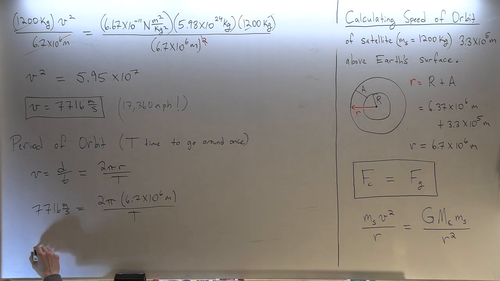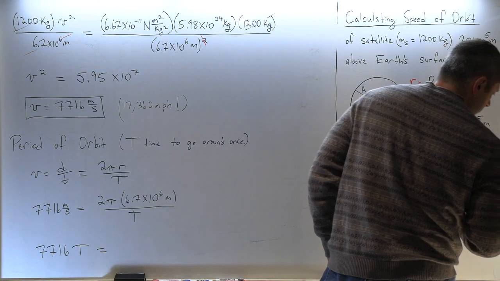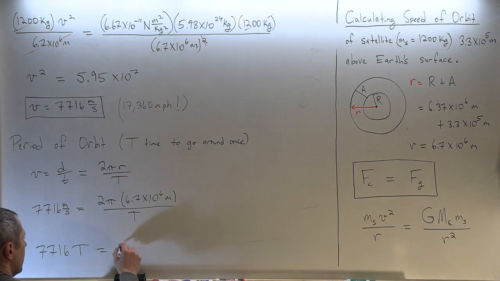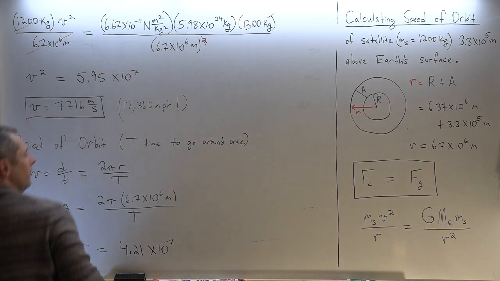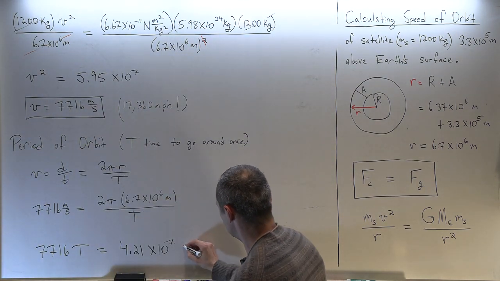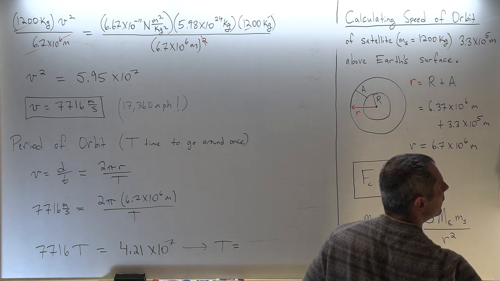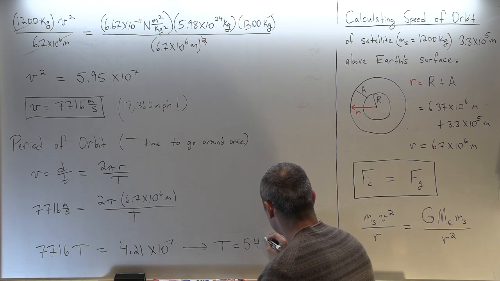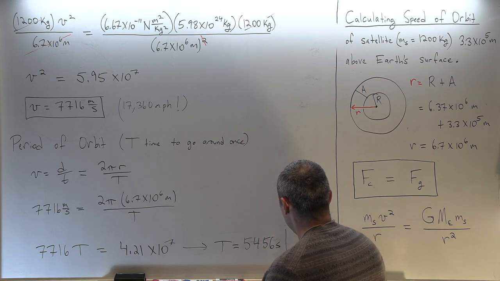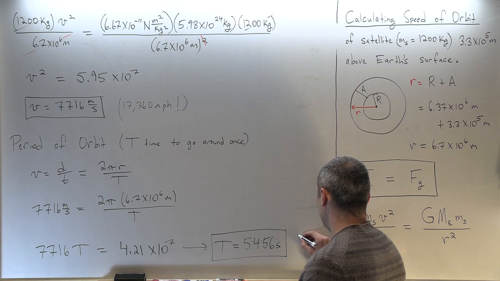So I can multiply this T to the other side and then multiply all this together, which gives me 4.21 times 10 to the 7th. Divide by this 7,716, and T equals, what was it? 5,456. And you're probably thinking, what's 5,000 seconds? Sounds like a lot. Well, it's about 1.5 hours.